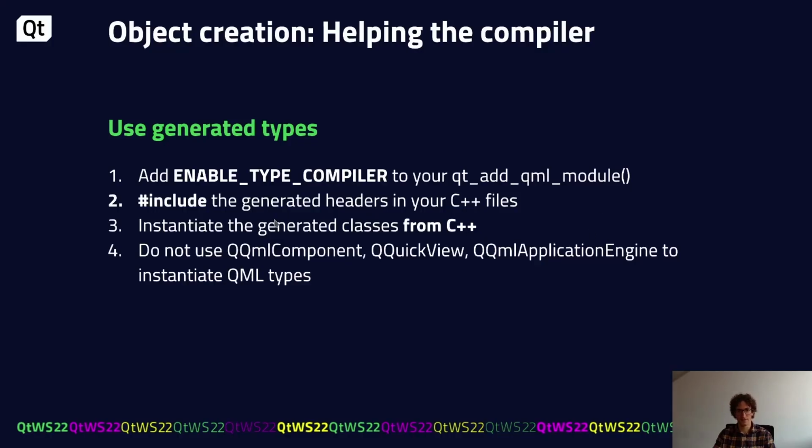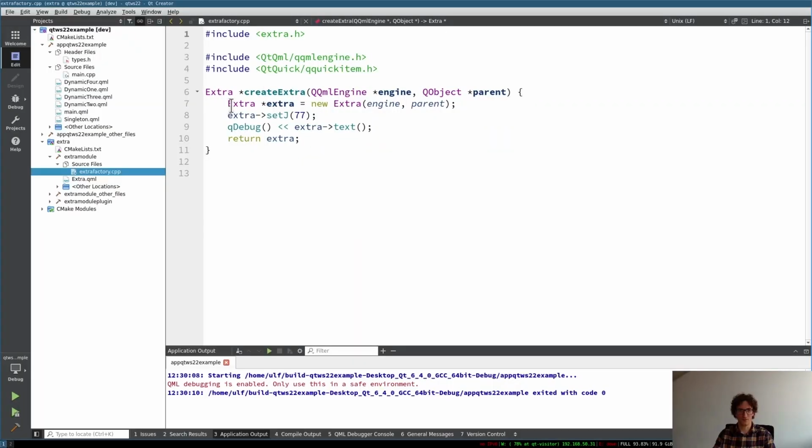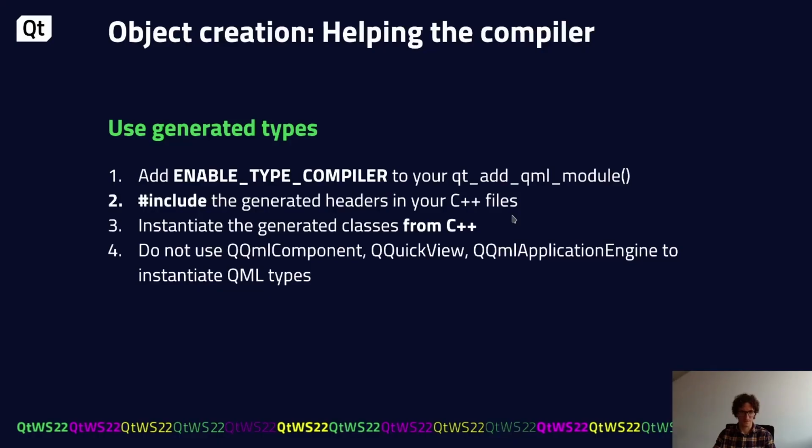Then we can instantiate the generated class from C++. So new Extra. We need to pass a QML engine since we need to set up the bindings, etc. And we might pass a parent. And then we can set properties on it. We can get properties from it, etc. Just like any class in C++.